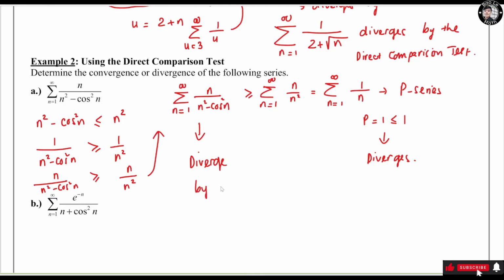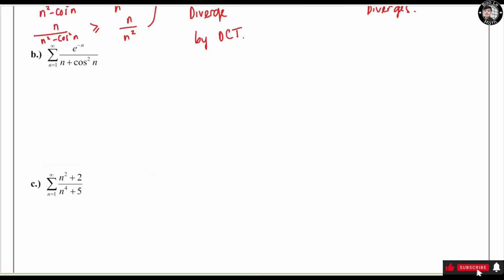By the direct comparison test, I call this DCT. But on the AP exam, you need to write this one out, right? You need to write this one out. Now, question B. We have n plus cosine square of n always greater than or equal to n, right?